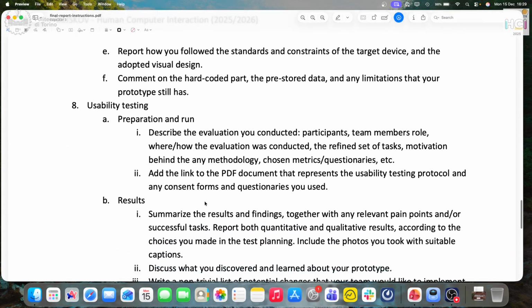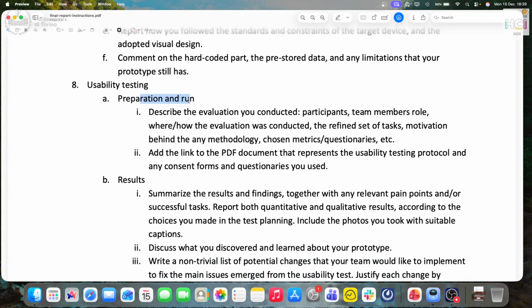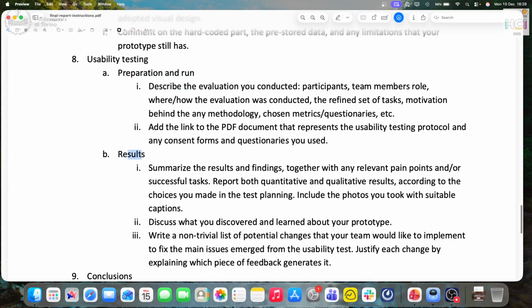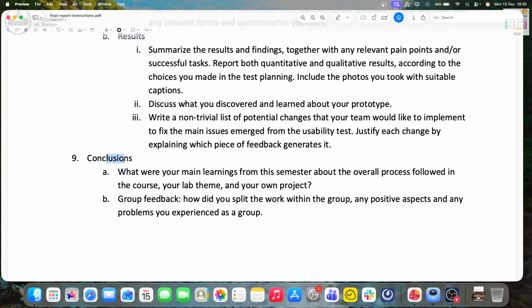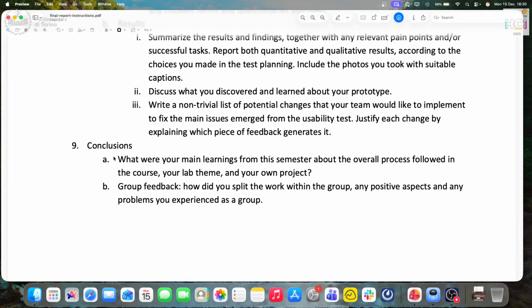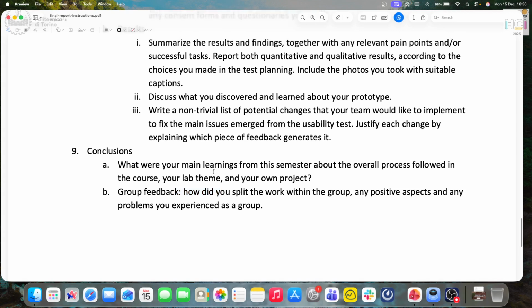And then usability testing, well, you have to describe the preparation and running of the test and the results, including the pictures. And then there is a section or a chapter, or whatever you want to call it, that is about conclusion. That could be like half page, 1 page, and shouldn't be like a very long book. Just short description of what are your main learning from the semester and group feedback. How do you split the work, any positive aspects, and any problem you experience as a group.